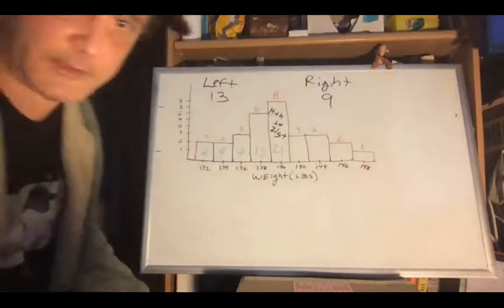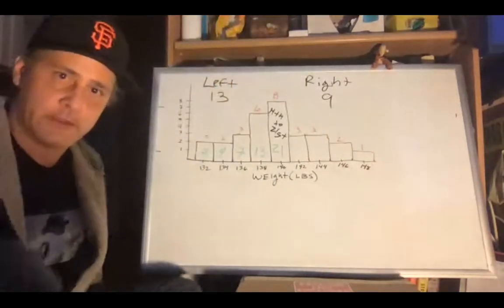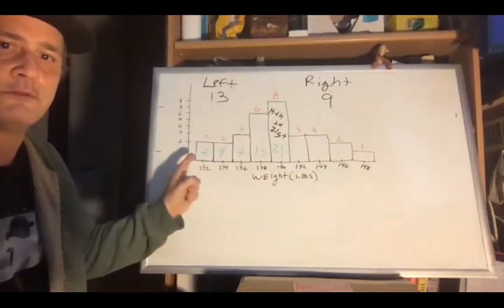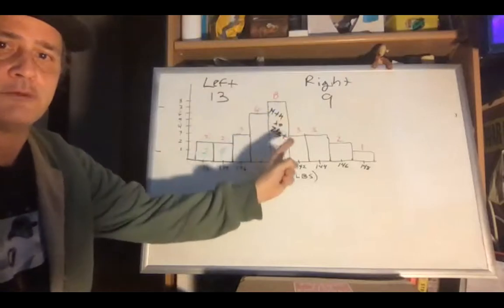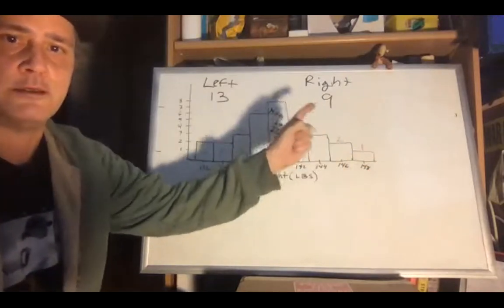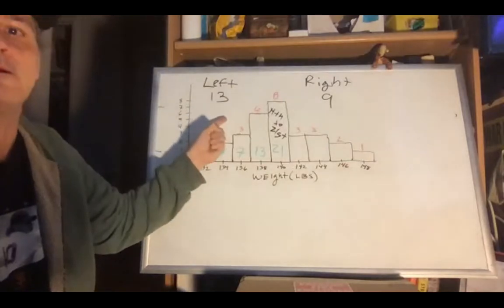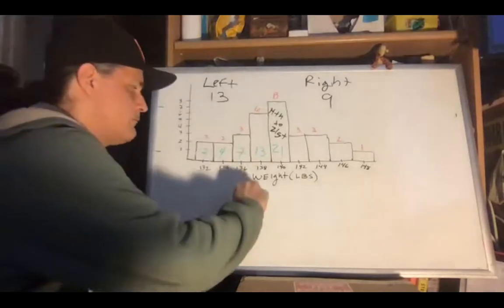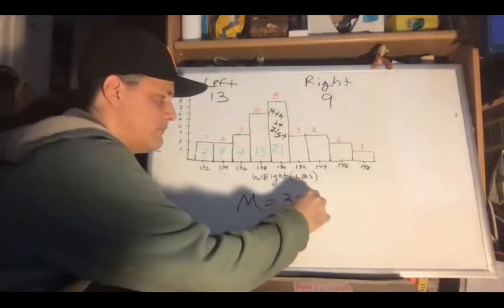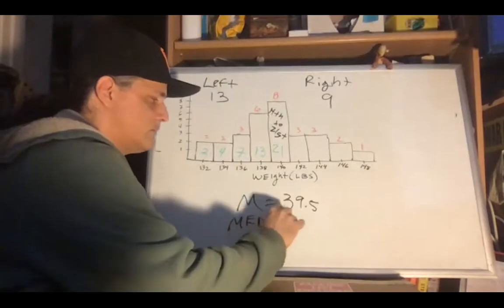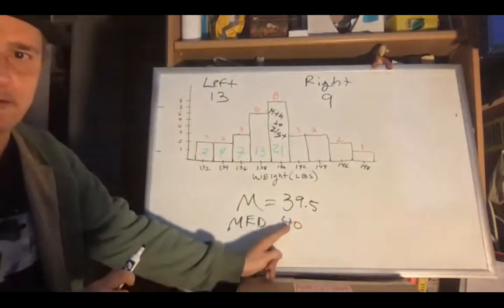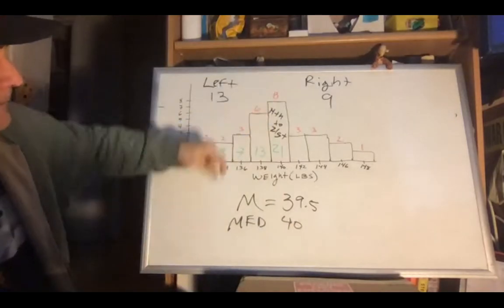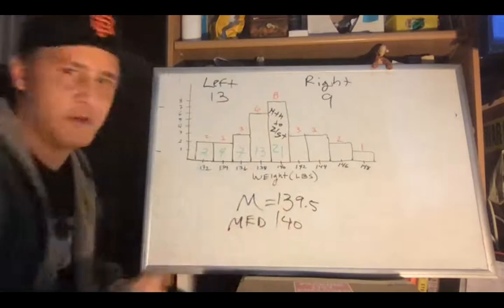So instead of basing it on visual, you know, you just look at it and you think it's right or left, this is how you can be more mathematical. Count the frequencies to the left of the mode, the 8. Count the frequencies to the right of the mode, the 8. There's more on the left, so this is left skew. So the mean is shifting to the left. And I erased it, but you might remember that before I erased it, the mean was 39.5 and the median was 40. So just ever so slightly did the mean shift to the left, right? Still, oh, one, sorry, forgot to put the one.